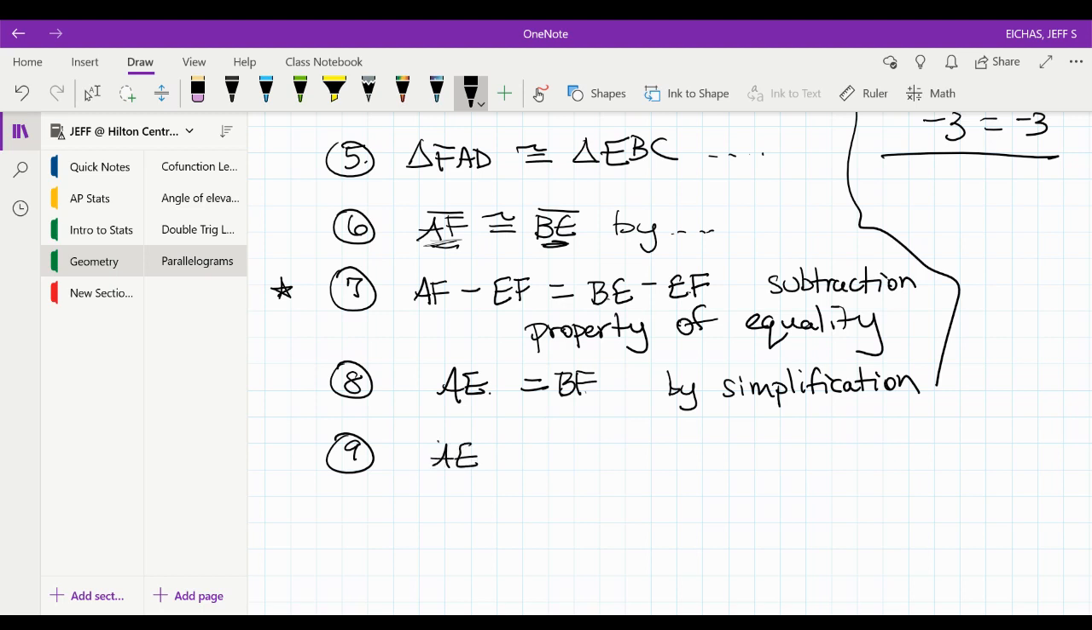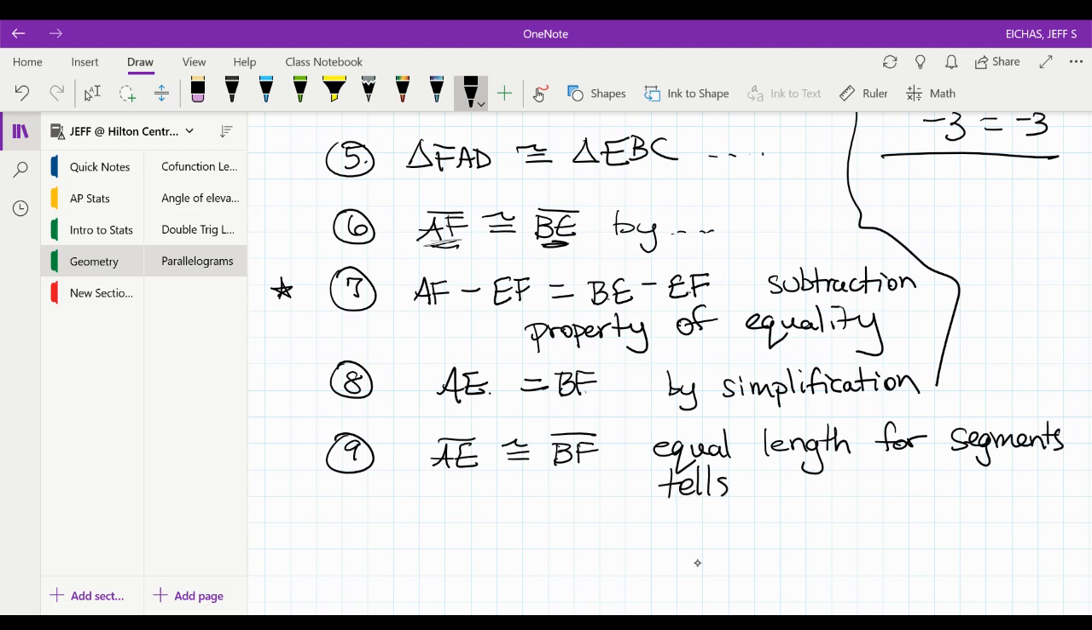Again, this is nitpicky stuff. Somebody might even skip step 9. That is, segments with equal lengths tell us they're congruent. Something like that.